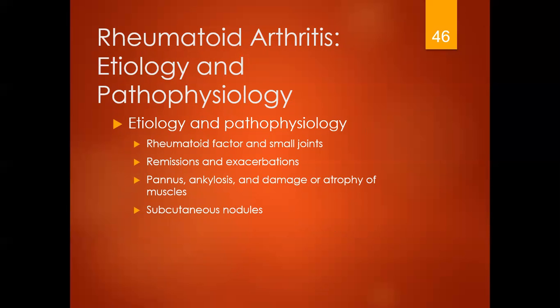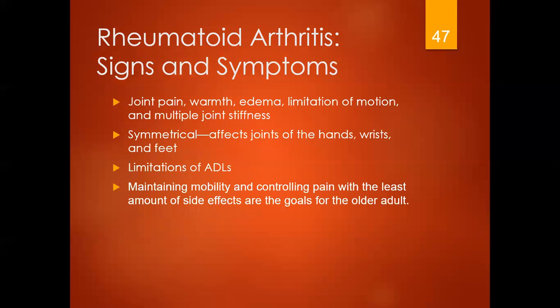Atrophy of muscles around the joint, stretching of tendons and ligaments, instability of the joint, muscle spasms, contractures, deformities. We see a lot of that. And then subcutaneous nodules may form over the bony prominences. The pleura, heart valves, and eyes can also develop nodules as well.